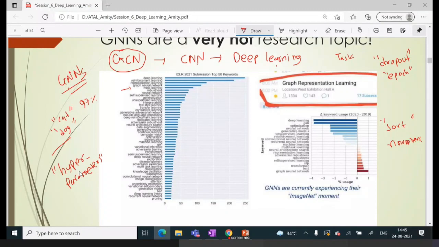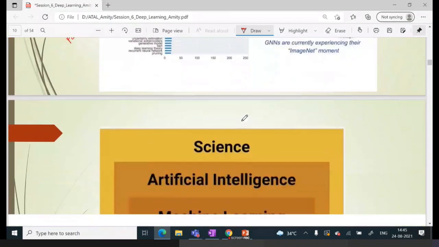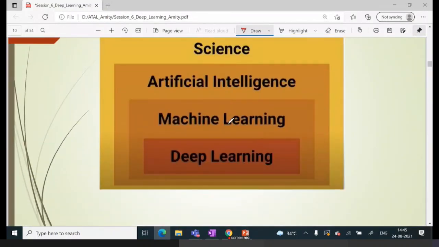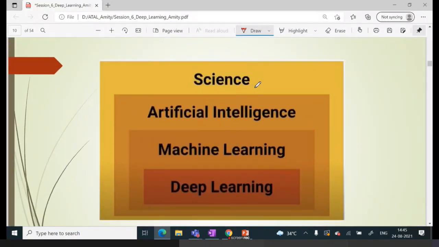Okay, so now I guess we can start with the formal talk on deep learning. Structurally, if we try to represent it, we can say artificial intelligence is one of the ways of doing science, and machine learning is again one of the ways in which we do artificial intelligence. Deep learning is a subset of machine learning, a class of algorithms which is a structured way of doing machine learning.